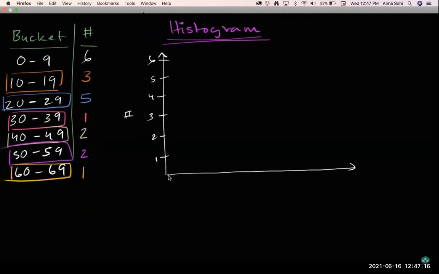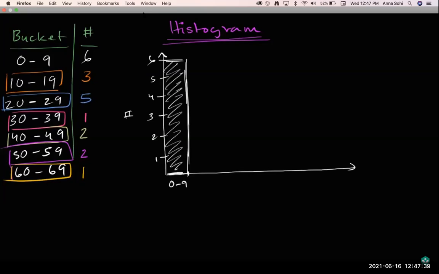So I have 1 bucket. This is going to be the 0 to 9 bucket right over here. Actually, let me just plot them since I have my pen that color. So in 0 to 9, there are 6 people. So I'll just plot it like that. And then we have the 10 to 19. There are 3 people. So I'll do a bar like this.